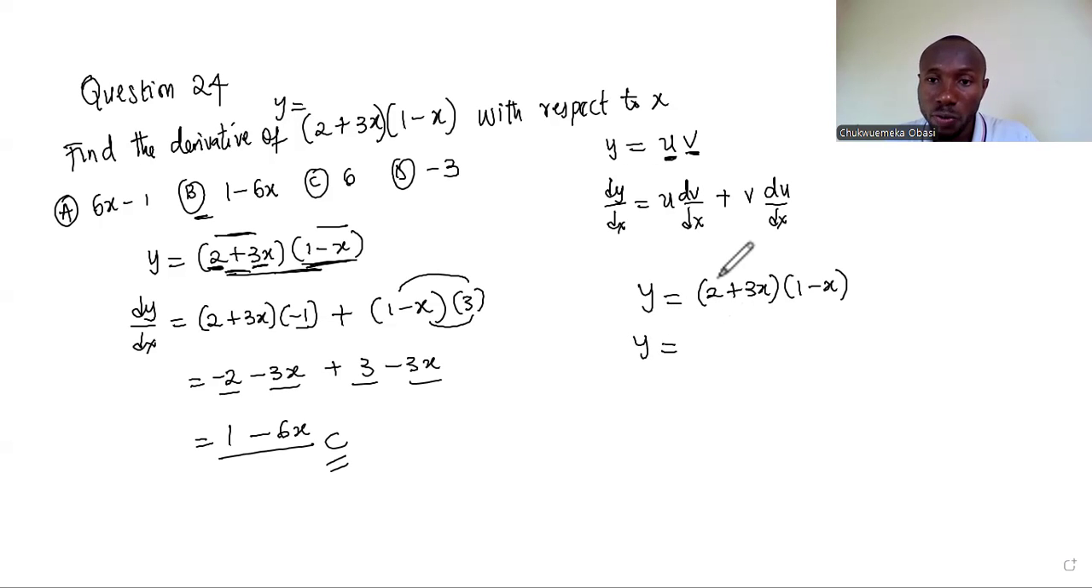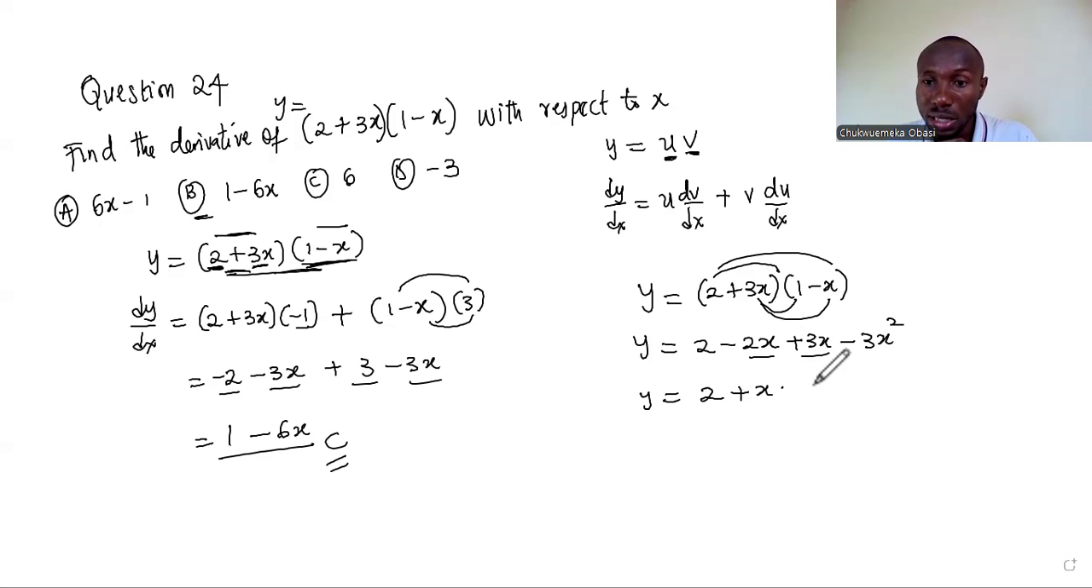So y is equal to, if you expand this stuff, 2 times 1, 2 times minus x, that will give us 2 minus 2x. Then 3 times x and 3 times minus x will give us 3x minus 3x squared. I've just expanded, right? And here you can still go ahead and say this is 2 minus 2x plus 3x, which gives us x. And then we have minus 3x squared. That is the expansion. Now, let us differentiate y with respect to x.